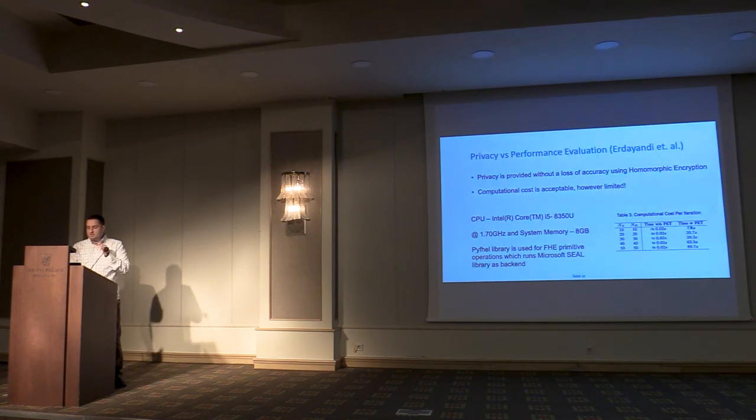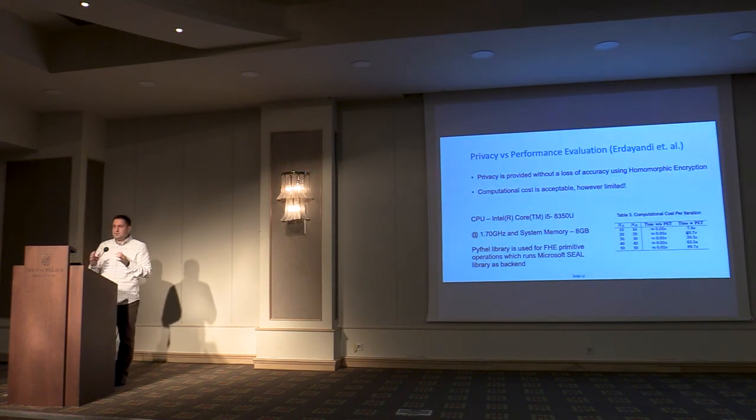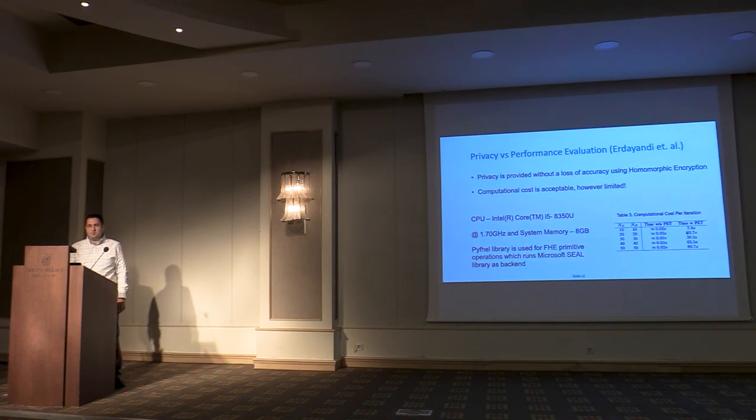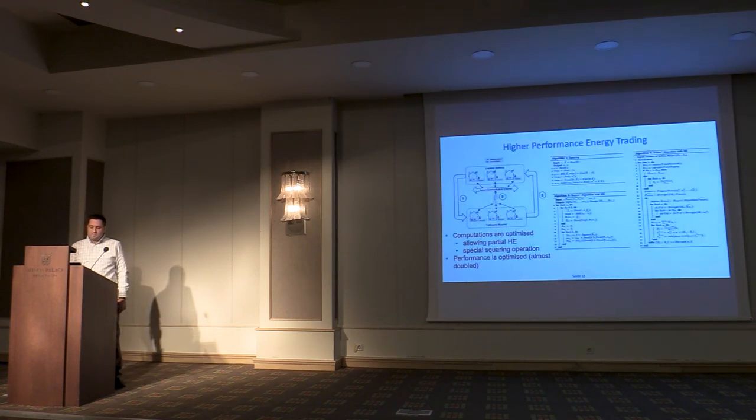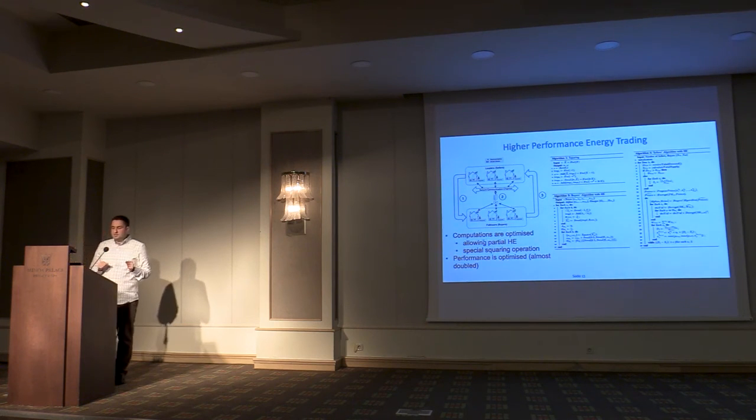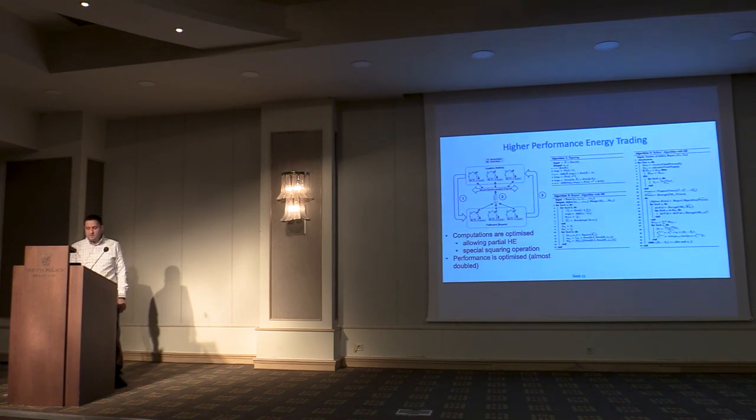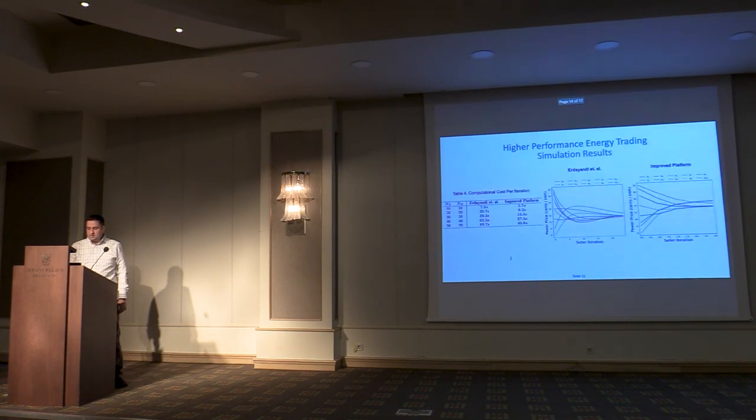The performance is acceptable. However, it's limited, and it can be improved more. So we propose another technique which allows partial homomorphic encryption, which is less computationally intensive. Also, we use a special square operation. In this case, performance is optimized. Compared to previous work, the performance is almost doubled, and the process time is significantly reduced.